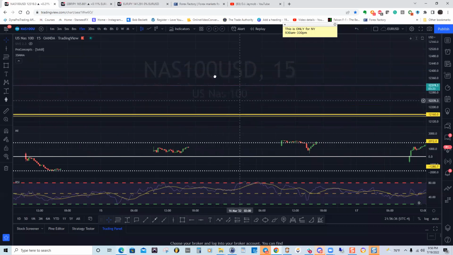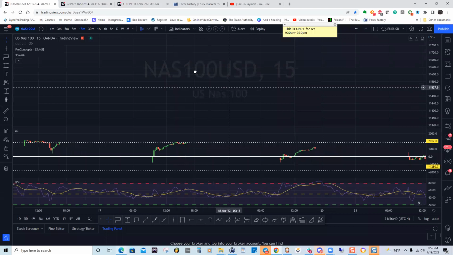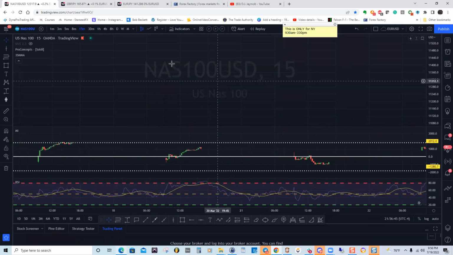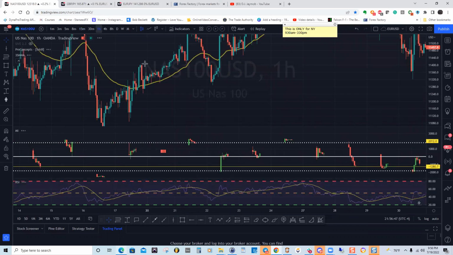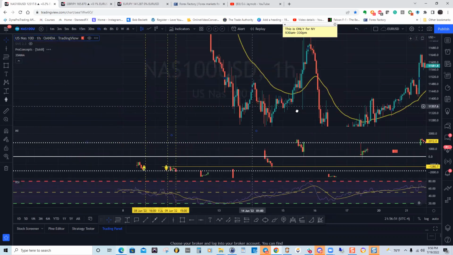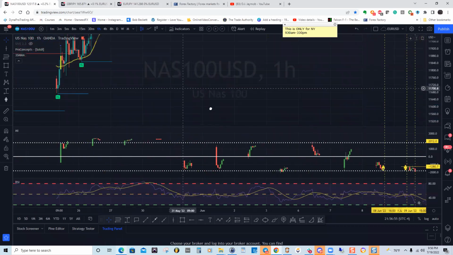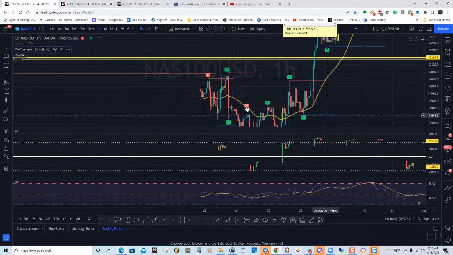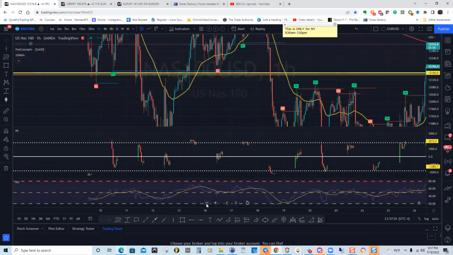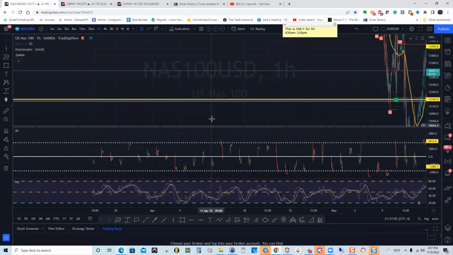DJ's doing its retest. Yeah, DJ got a little rejection off the 20 EMA. Yep, on the 15 minute, with the fill. Yep.